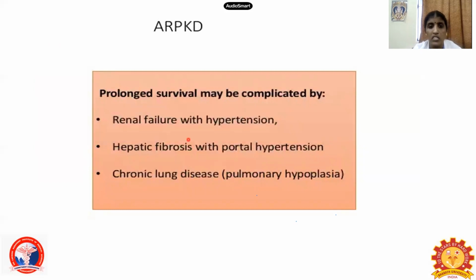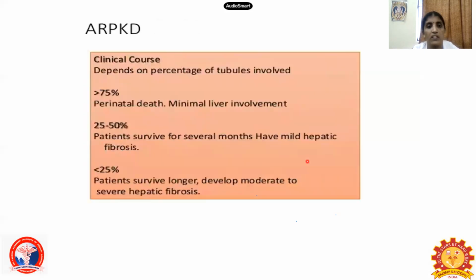The prolonged survival in the kids affected with the autosomal recessive type of polycystic kidney disease is basically due to early renal failure associated with hypertension. And I told you it is associated with fibrosis, so hepatic fibrosis with portal hypertension, and chronic lung disease because of pulmonary hypoplasia. So the clinical course and prognosis of the disease depend on the percentage of the tubules involved.